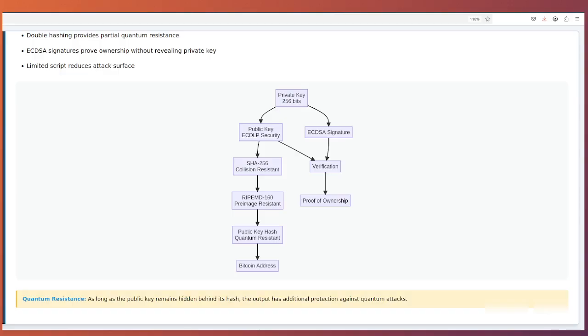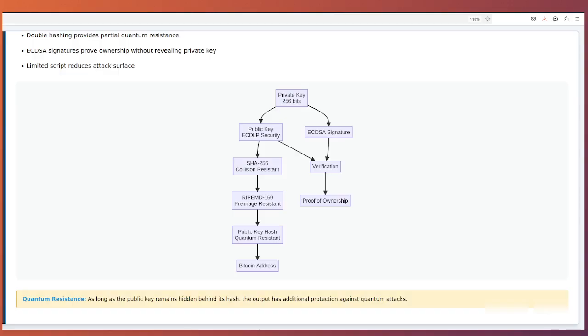SHA-256 is cryptographically secure with no known practical attacks, and the additional RIPEMD-160 hashing provides 160 bits of security. Even if SHA-256 were somehow broken, an attacker would still need to reverse RIPEMD-160, and even if both were broken, they'd still need to solve the discrete logarithm problem to find your private key. This layered approach provides partial quantum resistance.